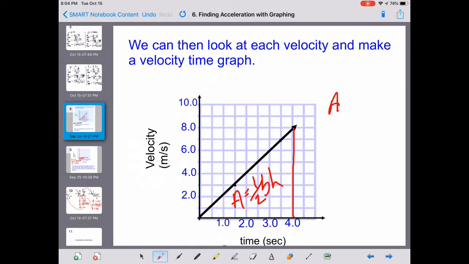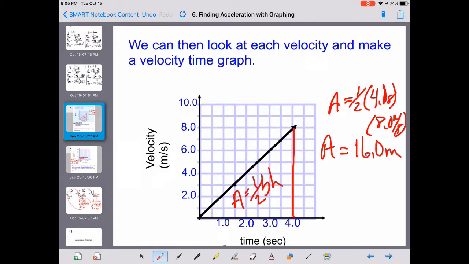Well, the area of this one is 1/2 times the base, which is 4 seconds, times the height, which is 8 meters per second. So the seconds units cancel, top and bottom, and I'm left just in meters. And so it's 8 times 4, 32, divided by 2 is 16.0 meters. That means at 4 seconds, this thing has traveled 16 meters.